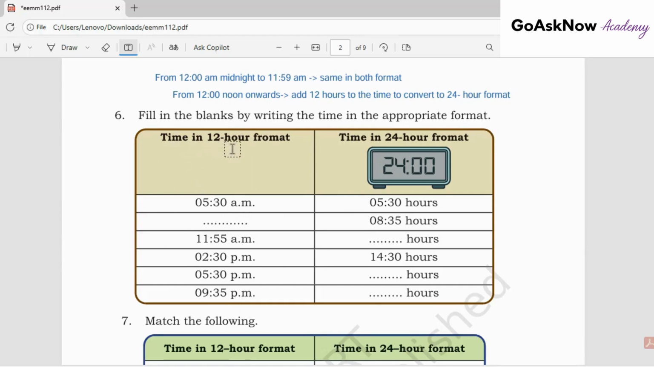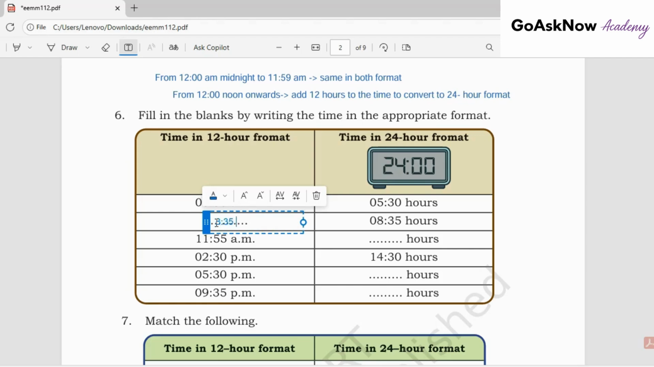Now, fill in the blanks by writing the time in the appropriate format. The first column is time in 12-hour format and the next is time in 24-hour format, where 5:30 a.m. is the same as 05:30. Here, from 12 a.m. to 11:59 a.m., we have to write the same one.